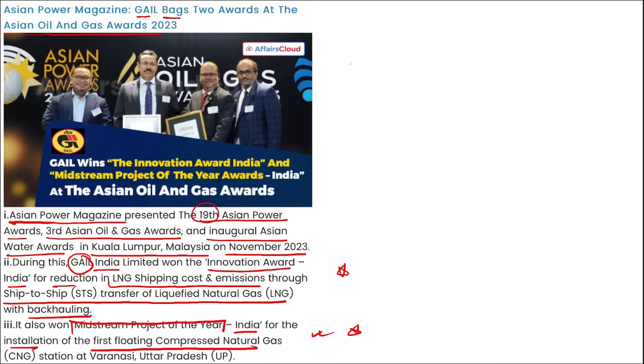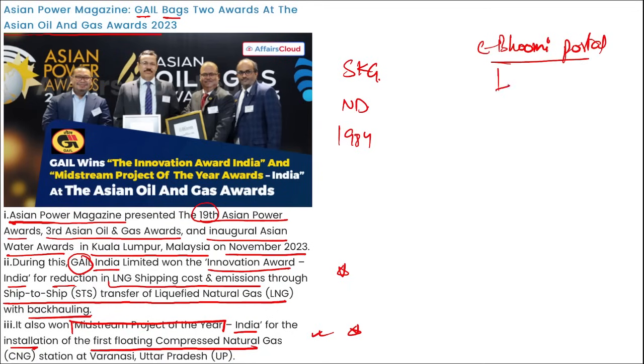This GAIL is a Maharatna CPSE. Correct? Who is the chairman and managing director here? Sandeep Kumar Gupta. Headquarters is in New Delhi, and it was established in 1984. Then, which state has launched the eBhoomi portal? This eBhoomi portal was launched by Haryana's Chief Minister.